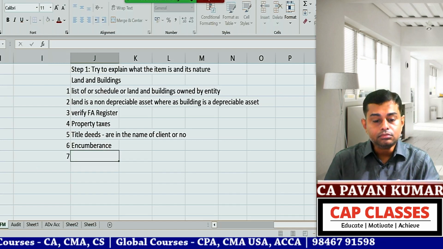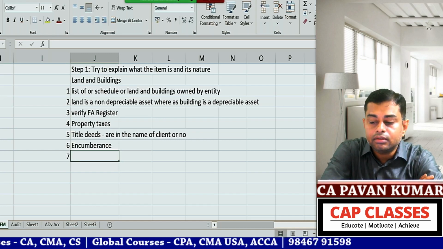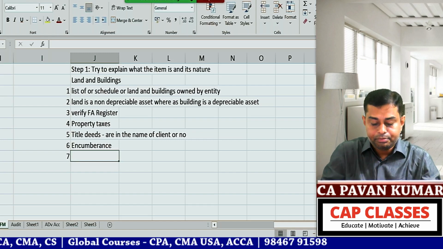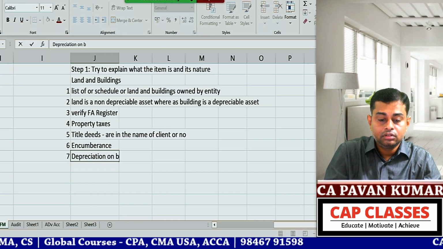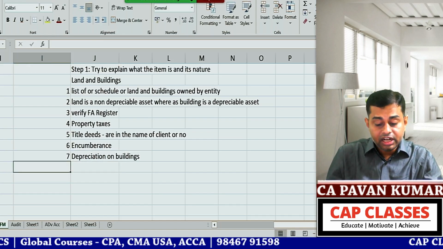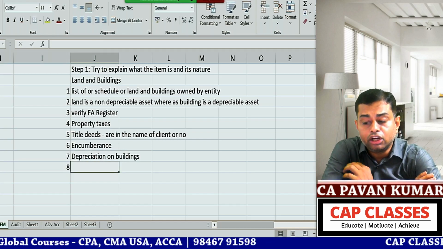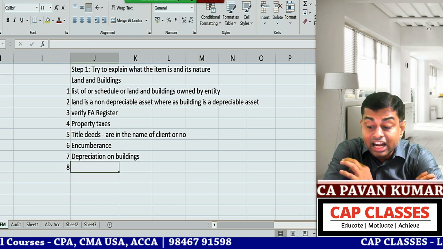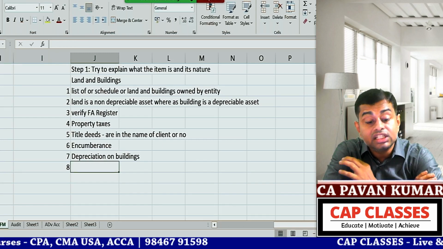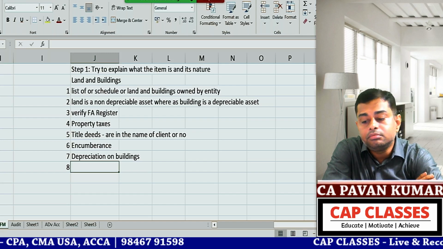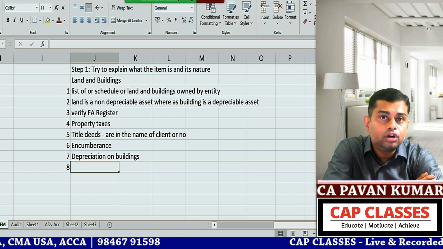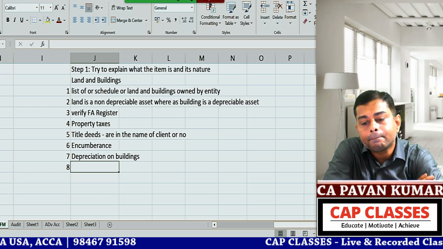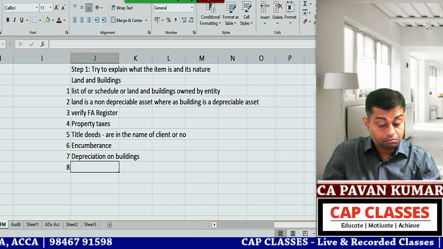Then any other point? Depreciation. Depreciation on buildings, correct. Verify depreciation, the method of depreciation, and the rate of depreciation, whether accounting policies are continuously followed. Any revenue expenditure has been debited to profit and loss account.